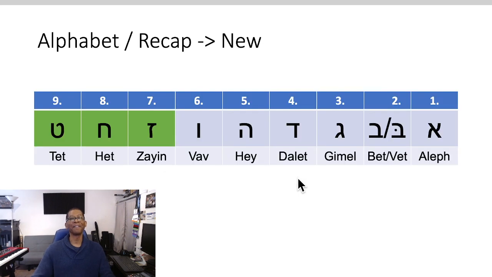And let's go through the alphabet one last time before we stop. Remember, right to left, right to left. Aleph, Bet, Gimel, Dalet, He, Vav, Zayin, Chet, and Tet.